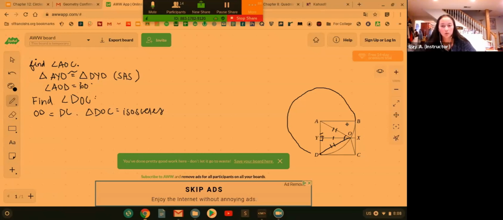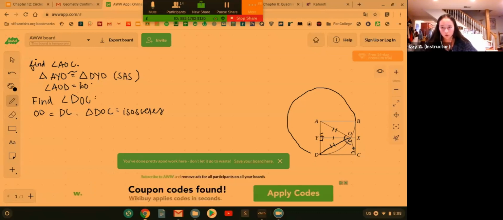So angle DOC would be equal to angle DCO. Can I draw? Yes. I will draw 2 tick marks to show that those two are congruent. So we already know that angle ODC is equal to angle ADC minus angle ADO. If you plug that in, that would be 90 minus 60, so then we would get 30 degrees.